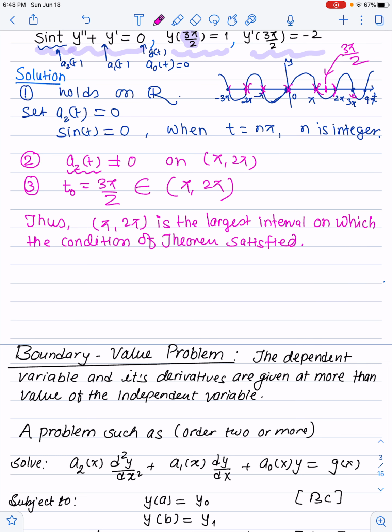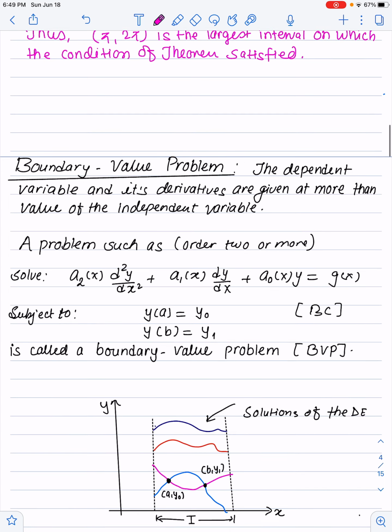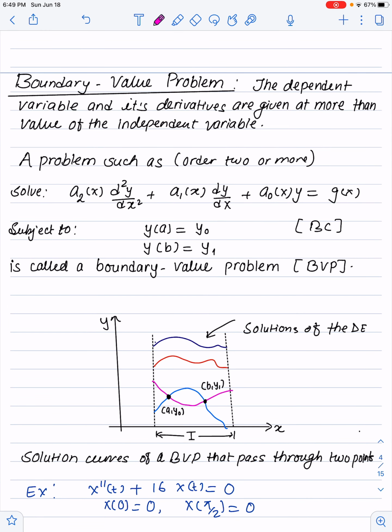All right, so we have discussed the initial value problem, and also the existence and uniqueness of the solution of the initial value problem. And we also have a boundary value problem. You know, a boundary value problem is similar to the initial value problem, but the main difference is that here the dependent variable and its derivatives are given at more than one value of the independent variable.